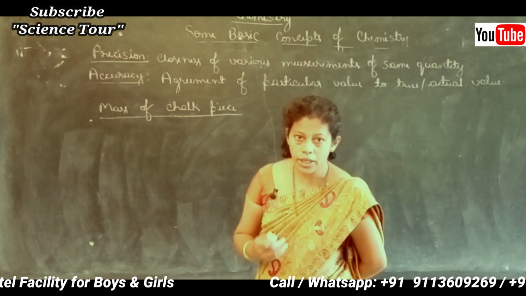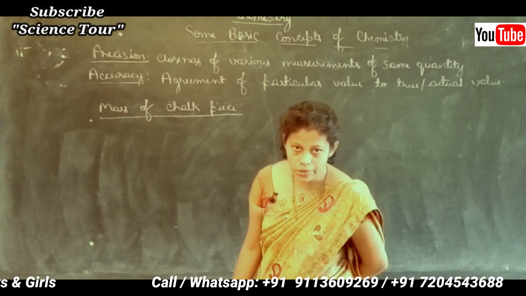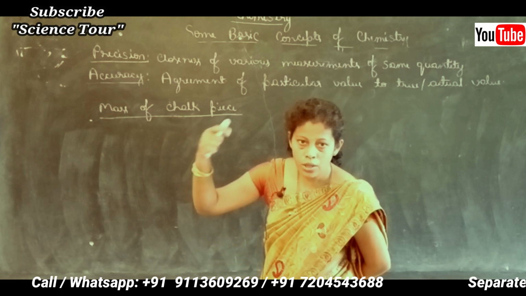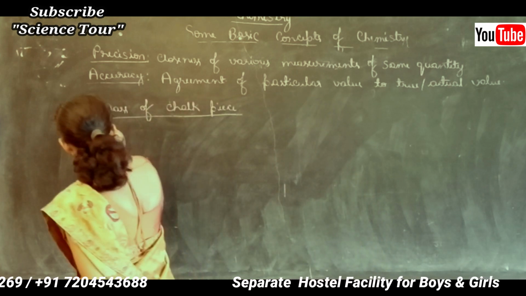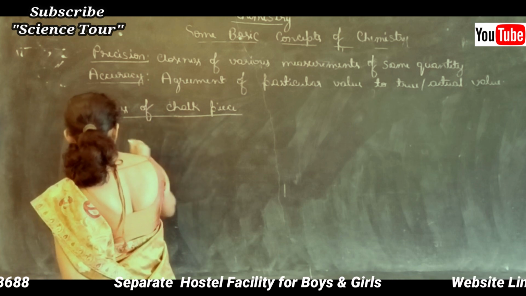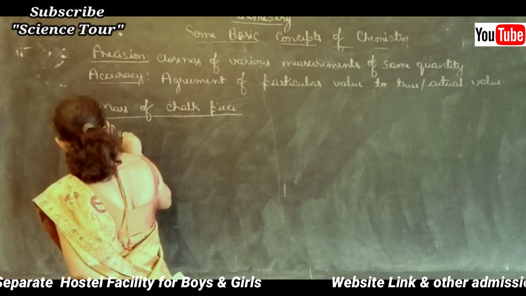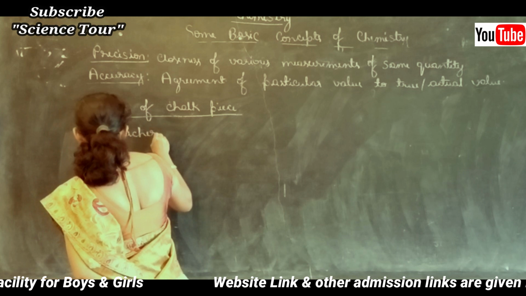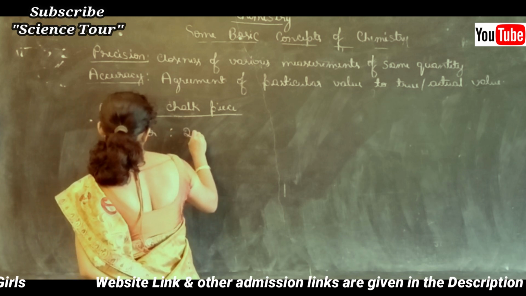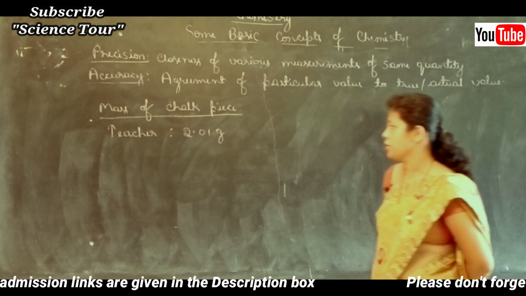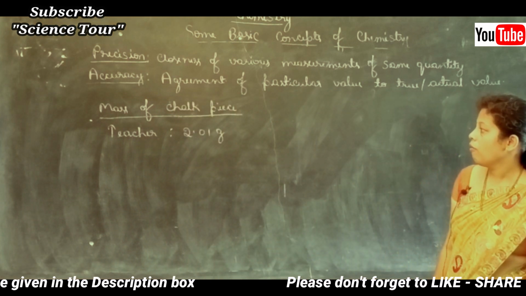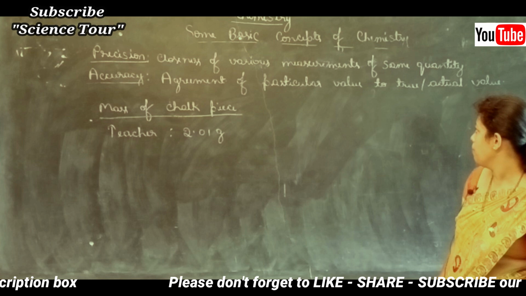Who all are measuring? I am measuring the mass. Student A, student B, and student C are measuring. The mass of the chalk piece measured by the teacher is found to be 2.01 gram. When the teacher measured it, the value found is 2.01 gram.